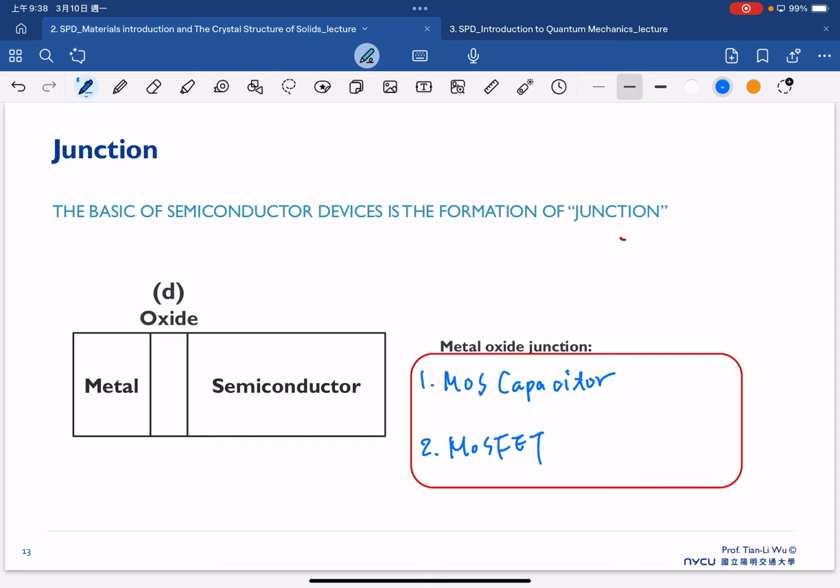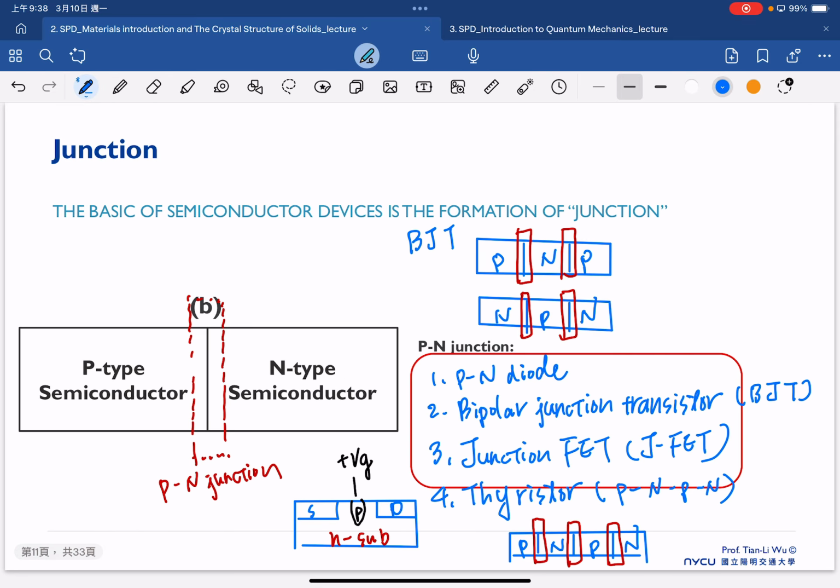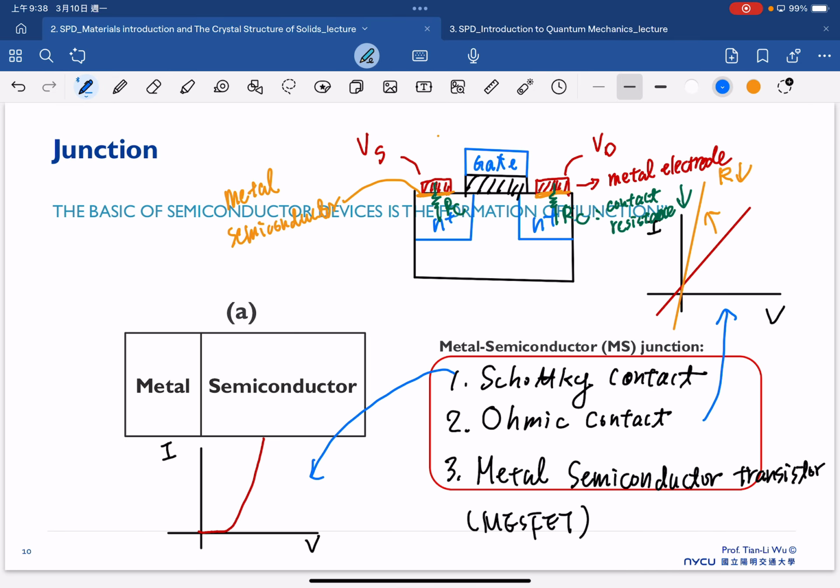If you look at the schematic of the MOSFET that we have drawn here, this is the full structure of the MOSFET. Basically, the MOSFET is combined of a MOS capacitor, plus a PN junction here. That means once we understand the MOS capacitor and the PN junction, we can fully understand the operation of our MOSFET.